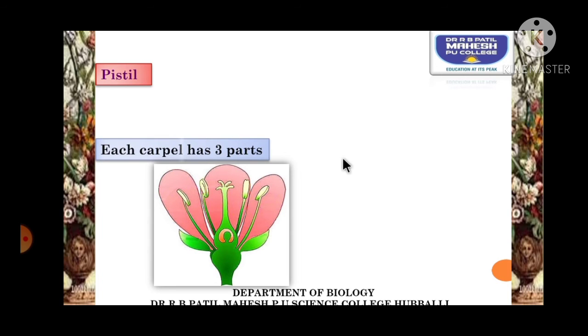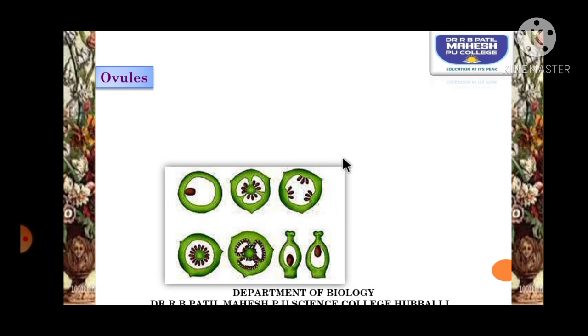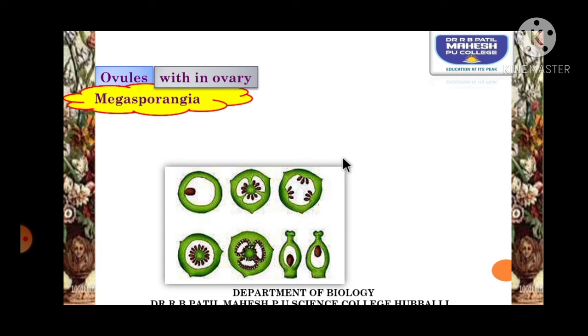Pistil has one or more carpels. Each carpel will have three parts like stigma, style and ovary. If we take the section of the ovary, we can see the arrangement of the ovules. Ovules are nothing but megasporangia. They will be present inside the ovary. A plant may have one ovule or many ovules.